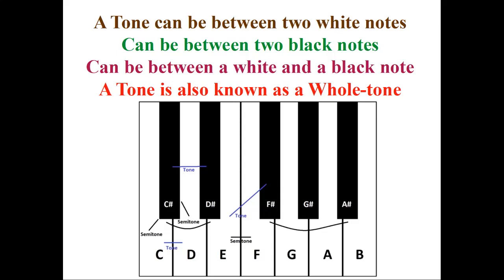A tone is also known as a whole tone. So you get a whole tone and a half tone, also known as a tone and a semitone. So semitone and half tone are interchangeable, and tone and whole tone are also interchangeable.